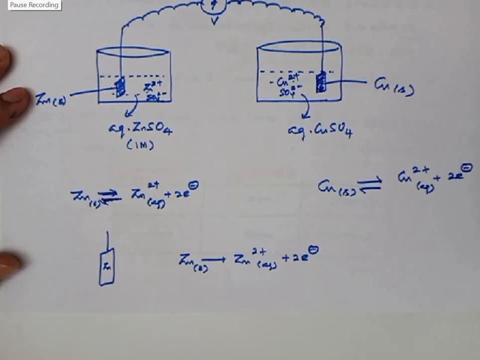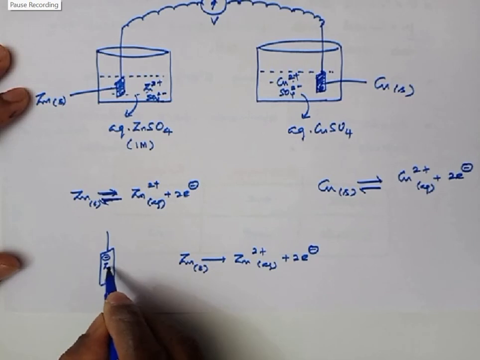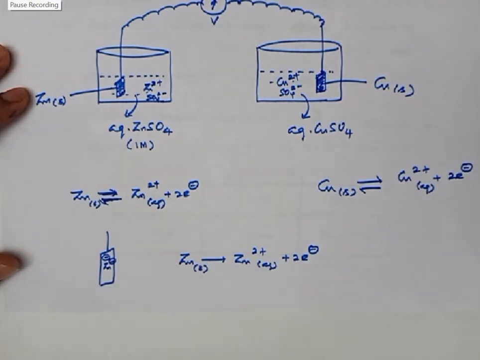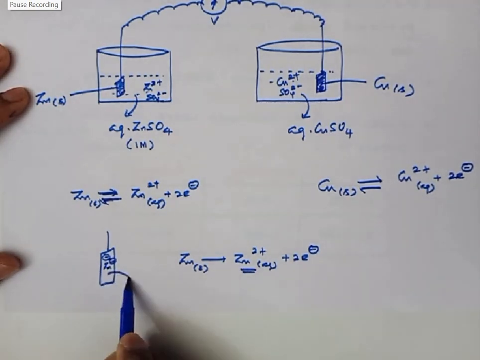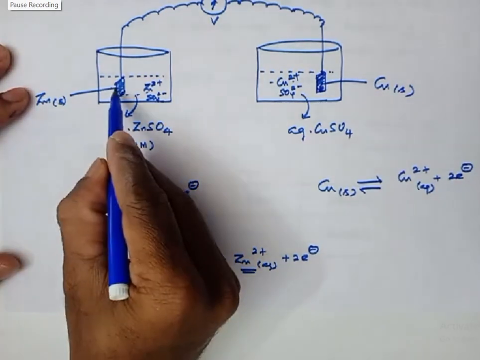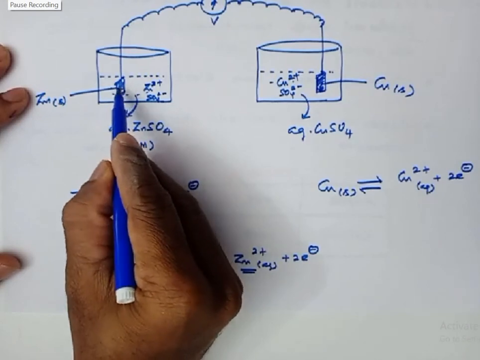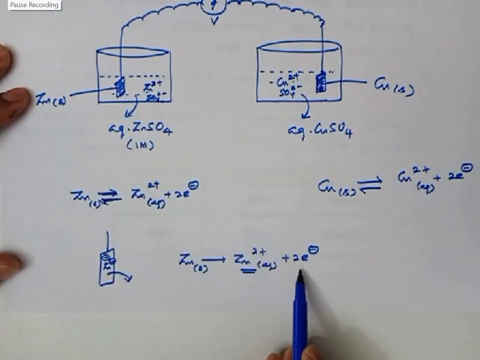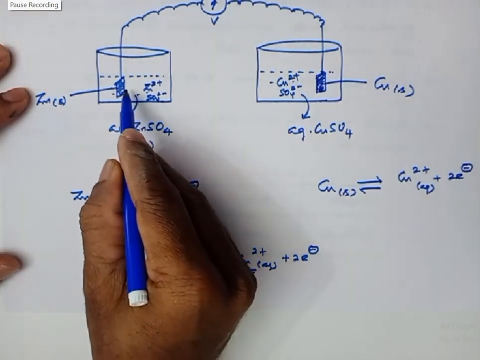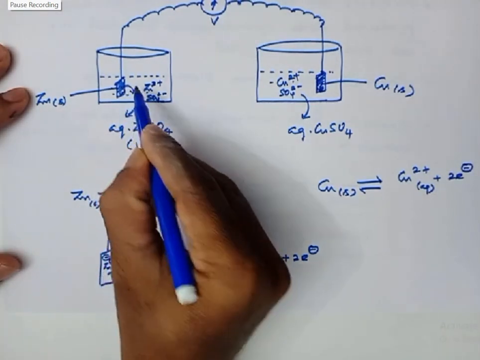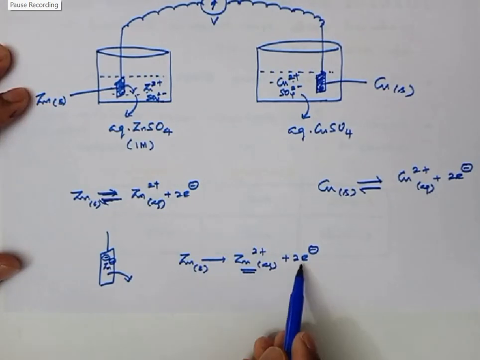Students, I often say this: electrons do not know swimming. Therefore, the electrons released by the zinc atom remain on the electrode, whereas the zinc ion will enter into the solution. So when a zinc atom present in the electrode undergoes oxidation, you will get zinc ion and 2 electrons. The zinc ion jumps into the solution, and the released electrons remain on the electrode.